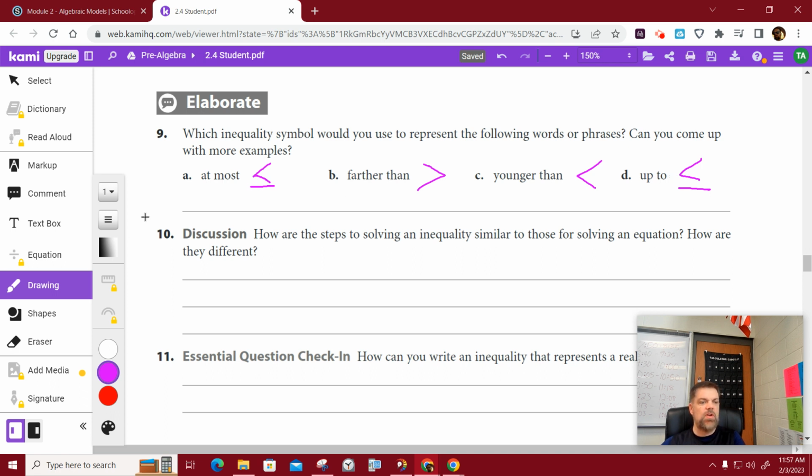Then it says write a few of your own examples. So if I say at least, which is the opposite of at most, what would that be? Greater than or equal to. Further than, I could say larger than, right? Larger than. Still the same symbol though, right? I could say smaller than. That would be less than. I could say heavier. That would be greater than.